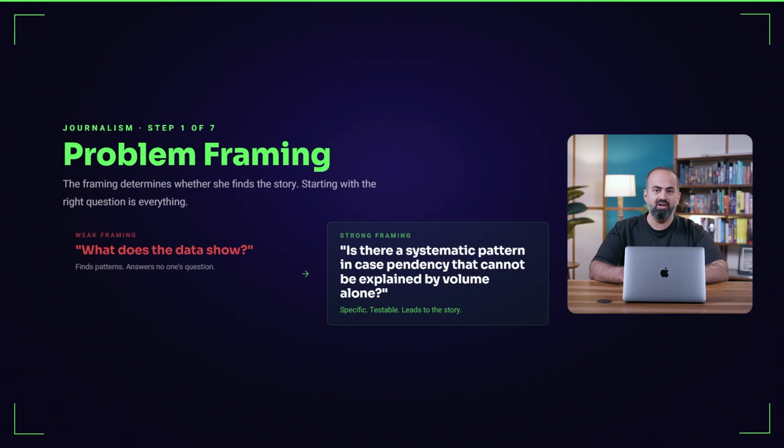Court cases involving land disputes in one country take longer to resolve than other types of cases, and the pattern is worse in specific regions. She frames her question: is there a pattern that some courts may be slower than others, even when they handle a similar number of cases? Notice the framing, starting with, is this a systematic pattern? Rather than what does the data show? Is what will lead her to the story.